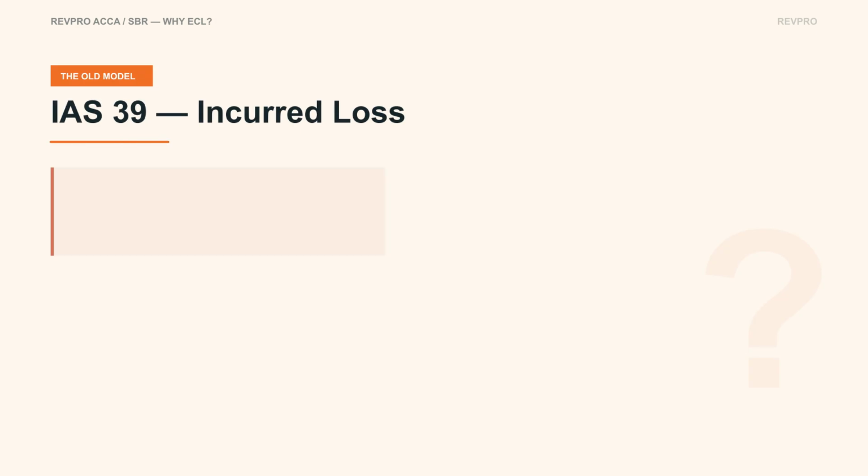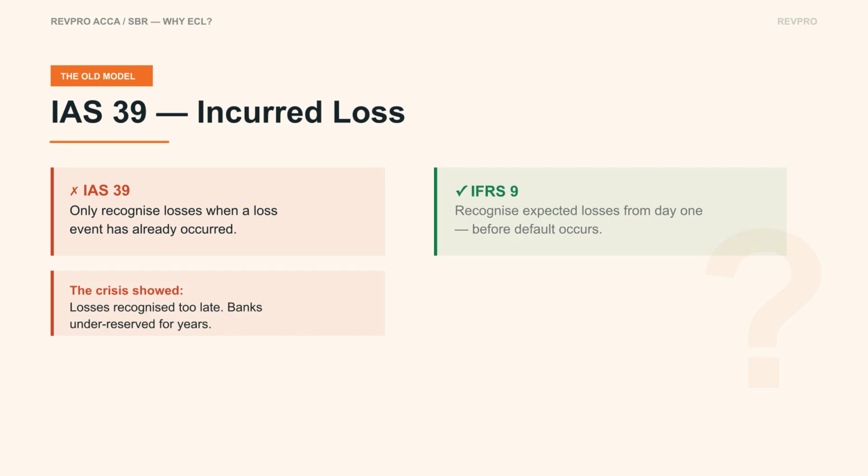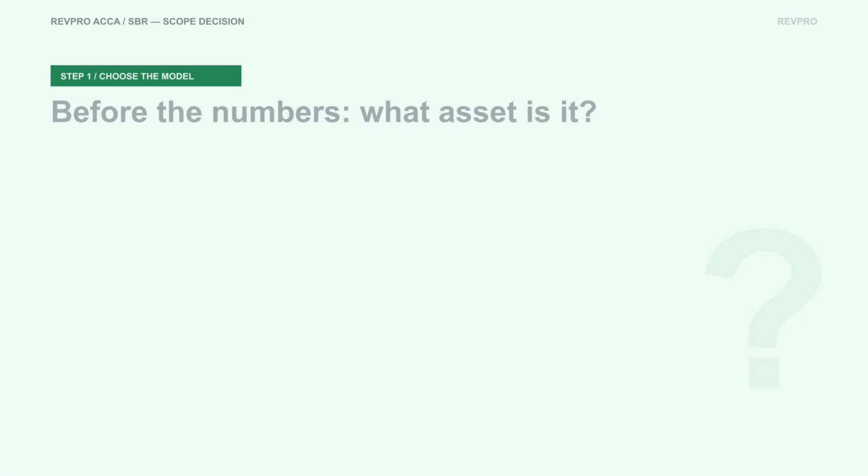Under the old standard, IAS 39, entities only recognized a credit loss when there was objective evidence that a loss had already occurred. That was called the incurred loss model. The 2008 financial crisis exposed the weakness. Losses were recognized too late. IFRS 9 changed the mindset. You do not wait for default. You estimate the credit losses you expect using current conditions and forward-looking information, and you recognize an allowance earlier.